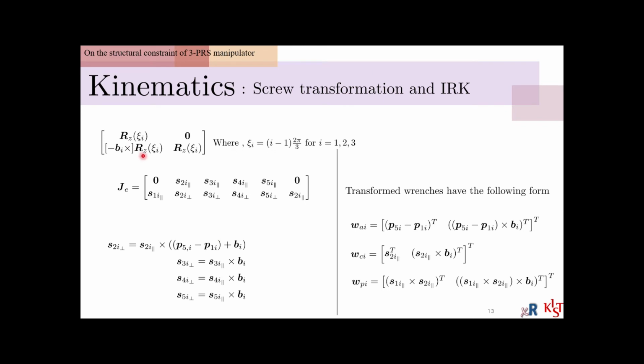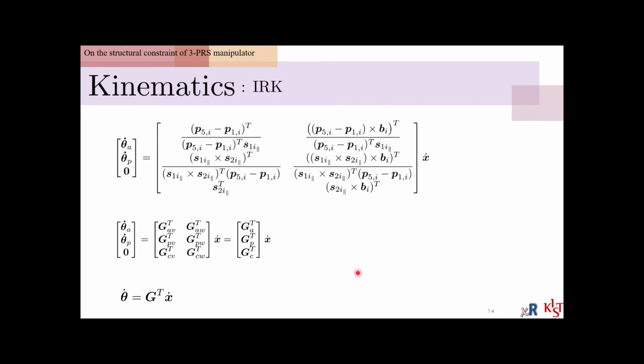Since all the relations so far are represented in the local frame, we need to use a screw transformation to represent it at the manipulator level. So we use this relation to transform all screws into the fixed frame, and ranges are also represented in the fixed frame. After transformation, we obtain the inverse rate kinematic relation. This is the active joint velocity, passive joint velocity, and constraint. And x dot is the constraint compatible task velocity. It should satisfy this constraint relation.